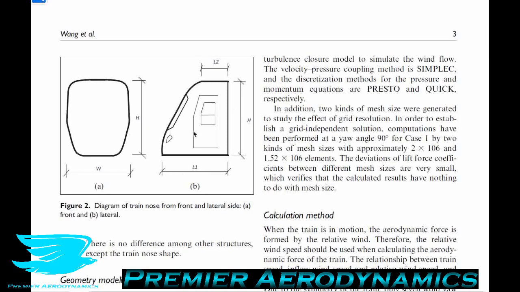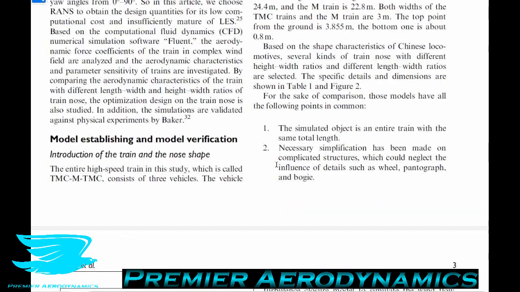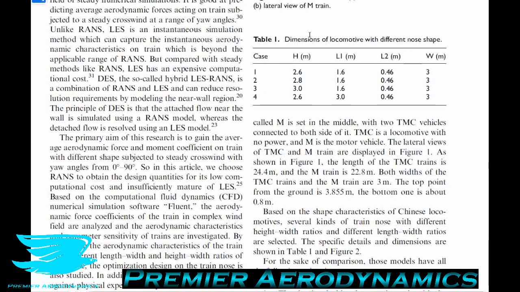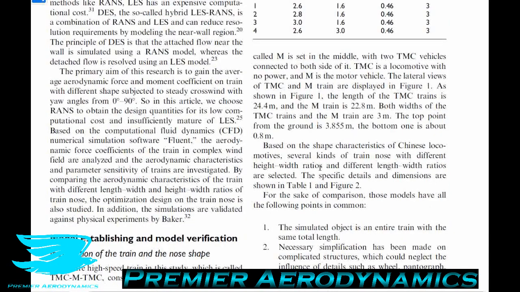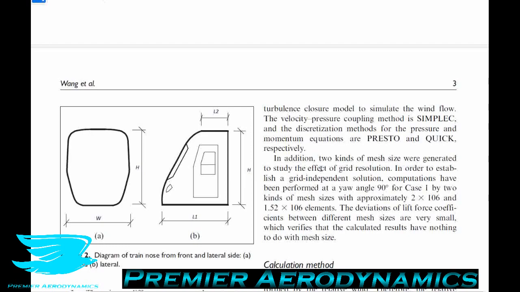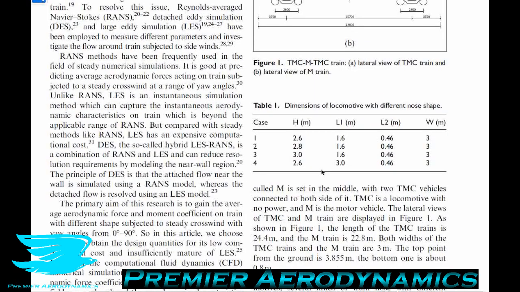We also have H, which is the height of the vehicle, and then W, which is the width of the vehicle. So these 4 configurations result in different nose angles, and we have the different dimensions here. The width is always 3 meters, so it stays as a constant. L2, which is the distance on top of the train from the front of the nose to the rear of the nose, always stays at 0.46 meters.